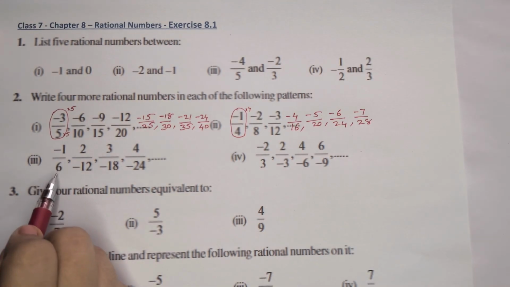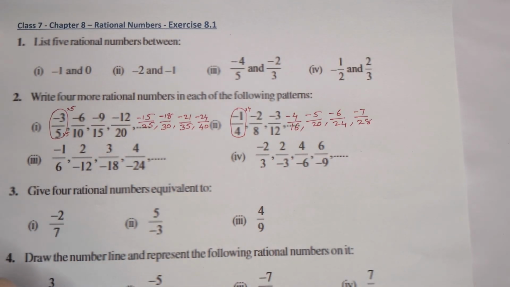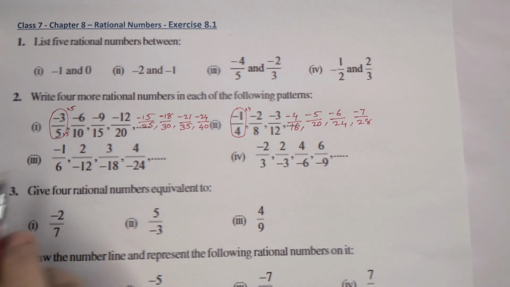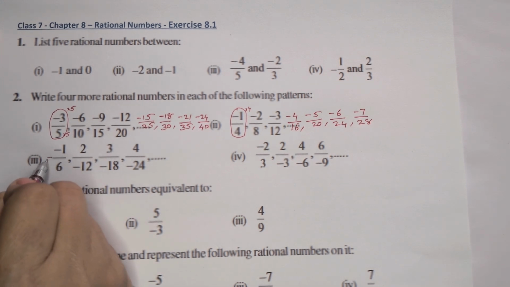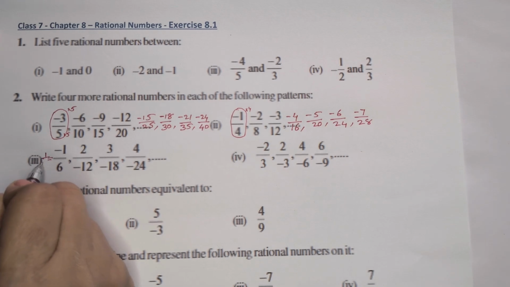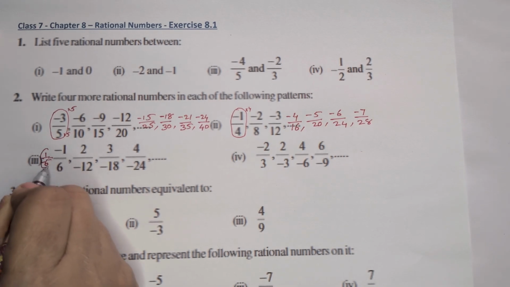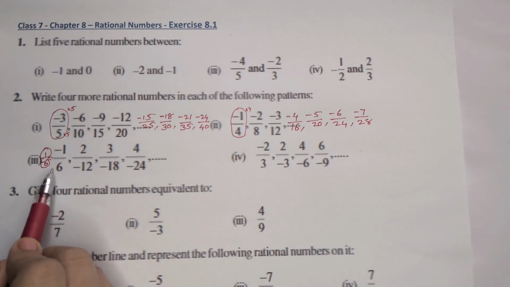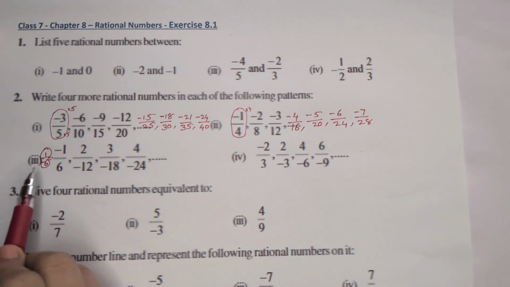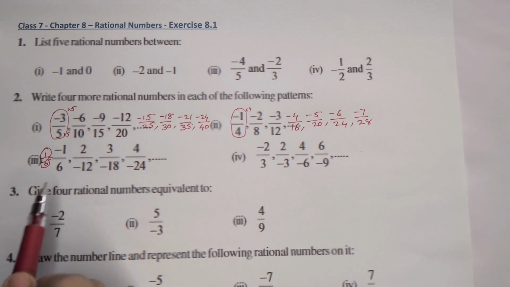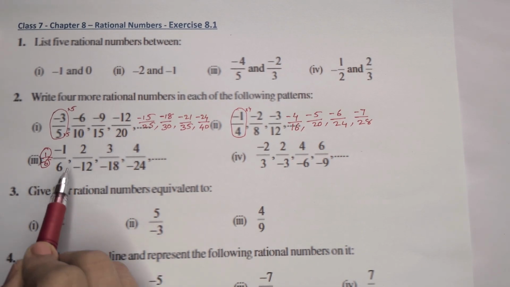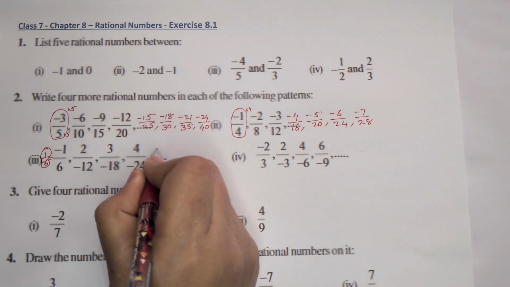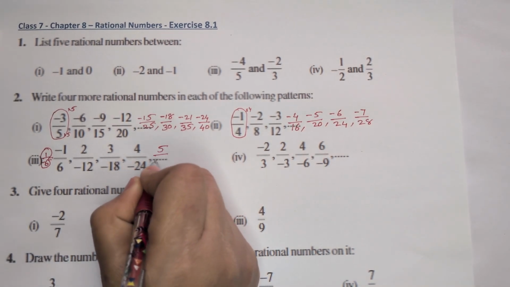Third one, minus 1 by 6 and 2 by minus 12. Here the negative sign is on the numerator and here this one in the denominator. This one we can rewrite as 1 by minus 6. This negative sign we put there in the denominator. And then multiply by 2, 2 by minus 12, by 3, 3 by minus 18, 4, 4 by minus 24. Next with 5, so 5 by minus 30.